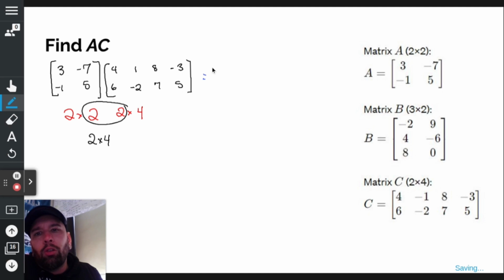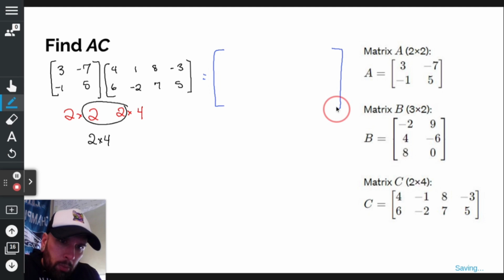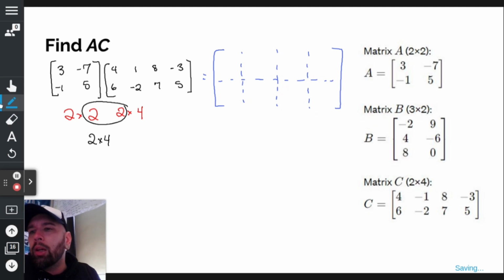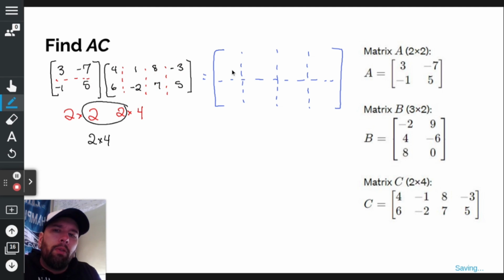I can handle this. So what did I say? 2 by 4, so that's 2 rows, 4 columns. I won't show quite as much work as I did in the last one. I'll do this a little bit faster because honestly, I don't even have the space for it. Take your first matrix, split it up by rows. Take your second matrix, split it up by columns. Okay? First row, first column. 3 times 4 plus negative 7 times 6, which is minus 42.